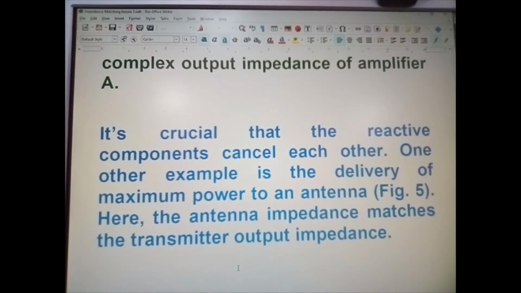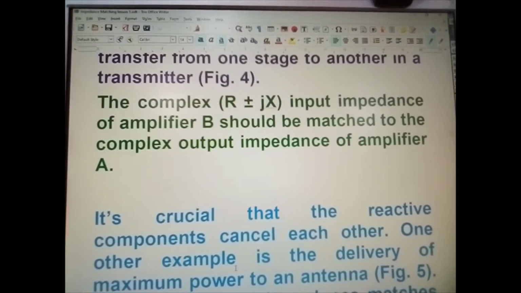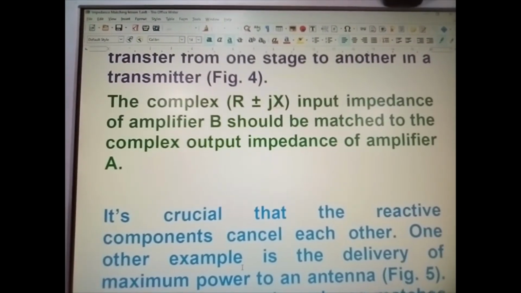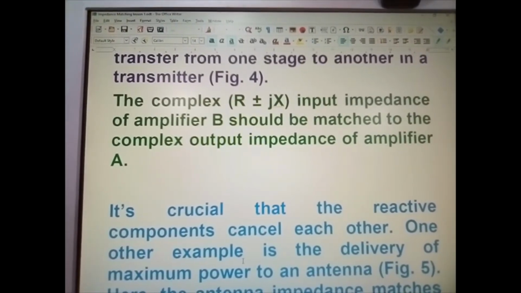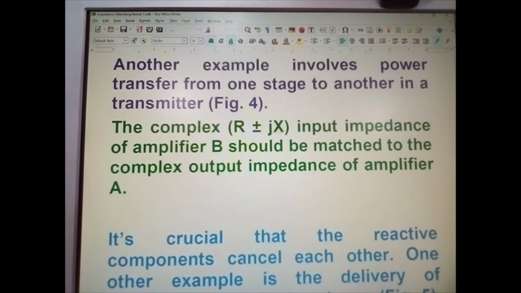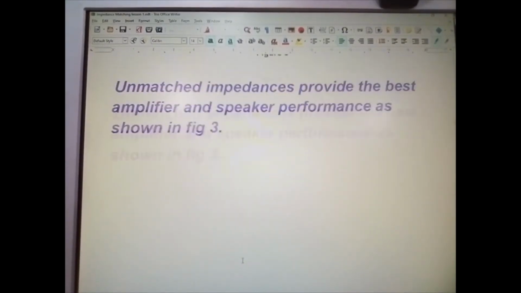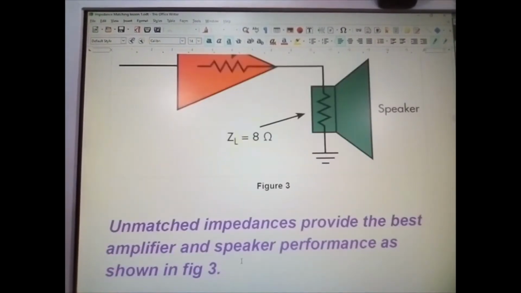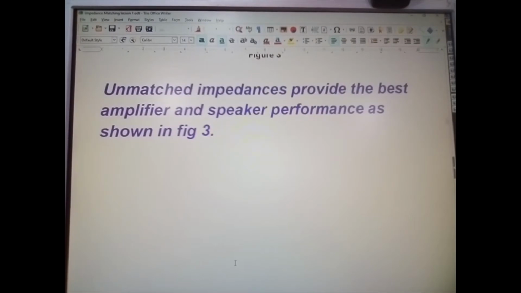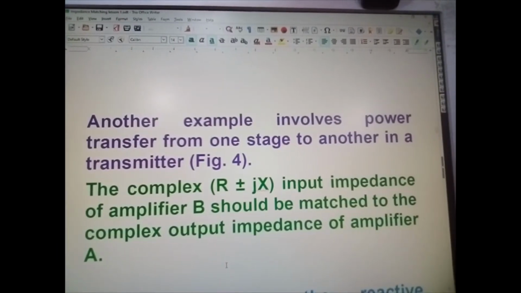Okay. Let's make sure we have it all in. Let me just go back a little bit. Make sure we get it all in. Just making sure that it's all in shot and I haven't missed anything out or cut anything off.